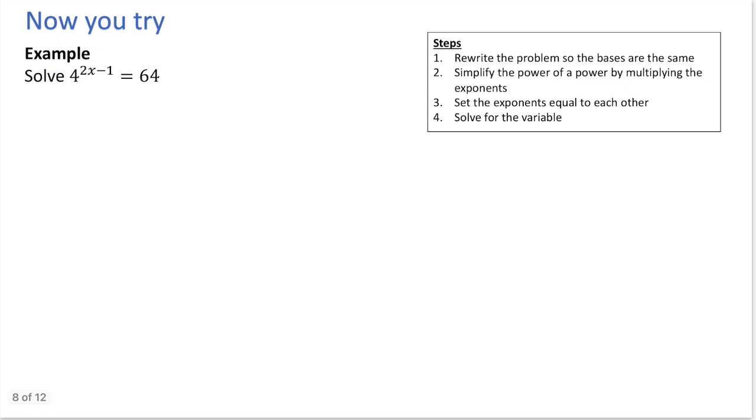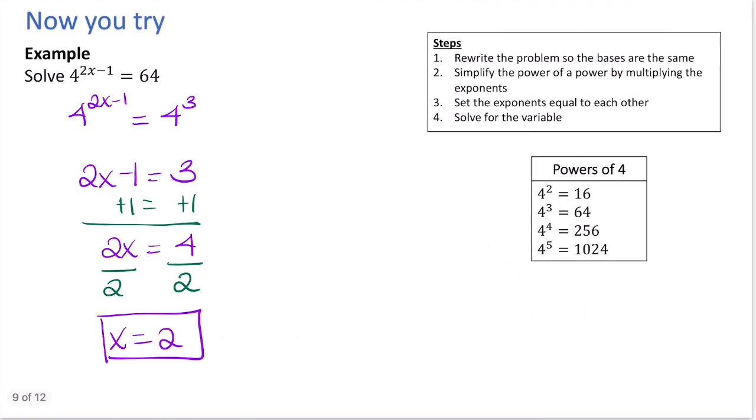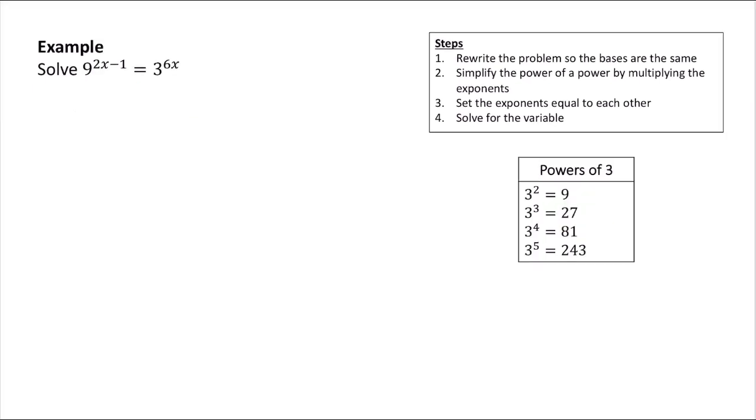Now you can go ahead and pause the video and try doing this example on your own. Here we have 4 to the 2x minus 1 equals 64. Once again, if we use the powers chart, you can see that 64 can be rewritten as 4 to the 3rd. So that means that 2x minus 1 is equal to 3. And then we solve for x by adding 1 and then dividing by 2, so we have x equals 2.